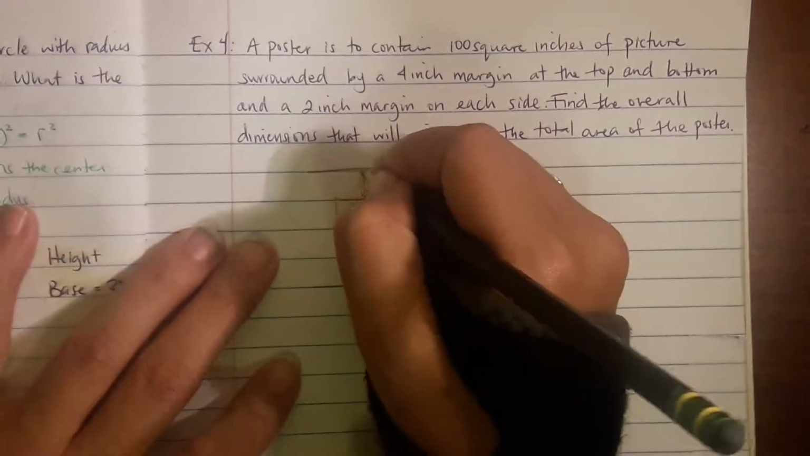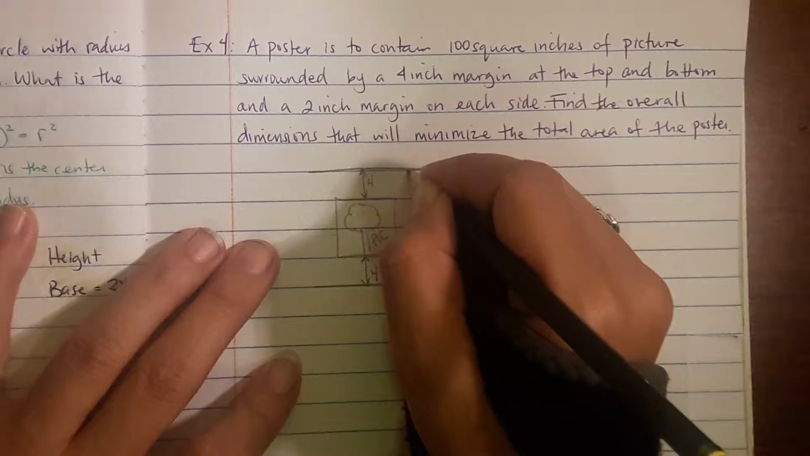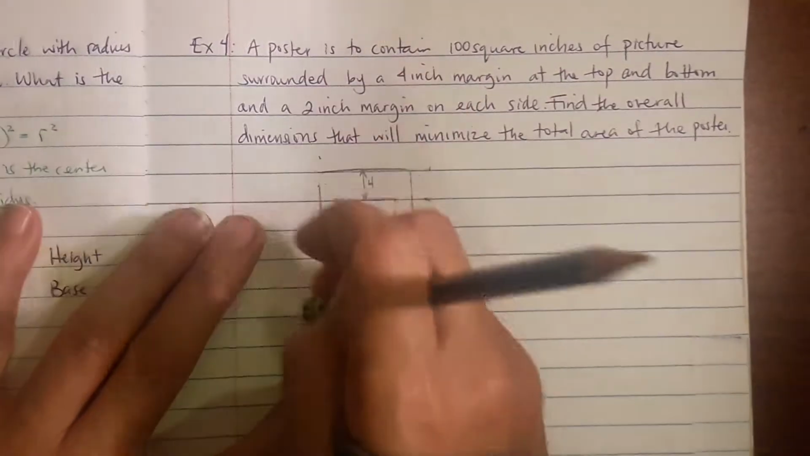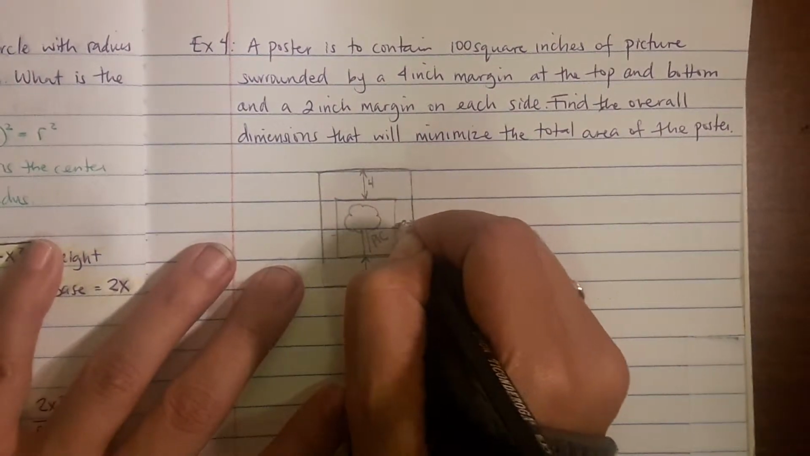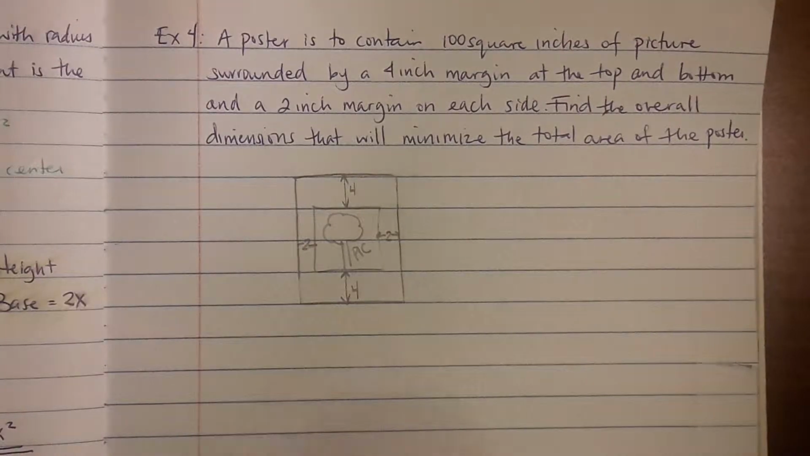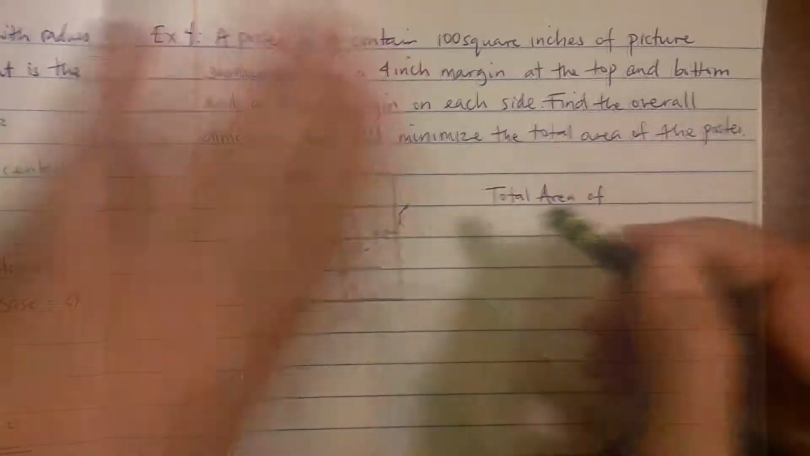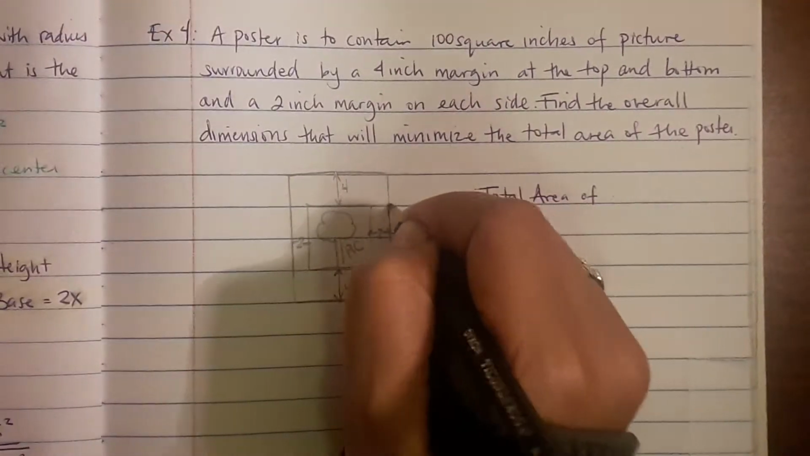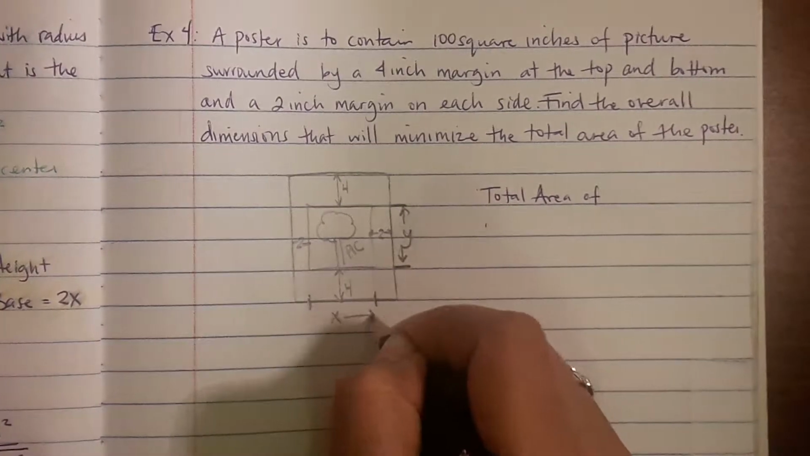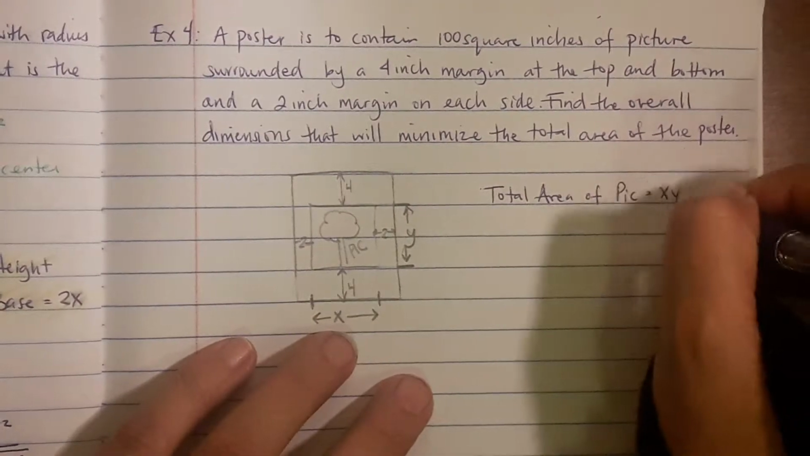Alright, so we start off by drawing a picture. So you draw the picture, and then it says that it separates it 4 inches top and bottom, and then 2 inches right and left. Alright, so the total area, actually, you know what, before I do that, the area of the picture, so I need to find what that is, so I'm going to label it X and Y, but just the picture inside. So that's Y, and I'll label that X.